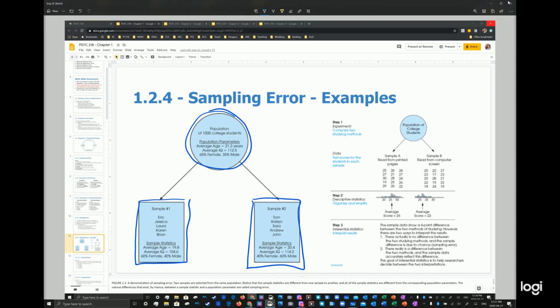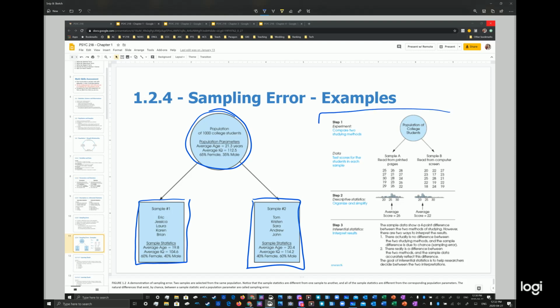The population has 65% female and 35% male. Sample 1 has 60% female and 40% male. Sample 2 has 40% female and 60% male. Even their names are different. Even the average age is different. And so this is a way of showing that sampling error exists when we grab samples from populations.